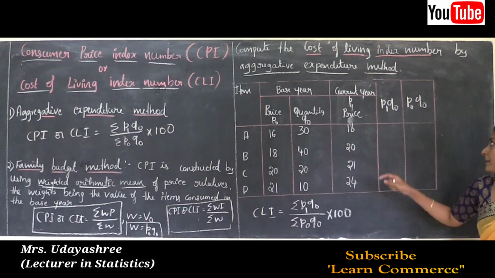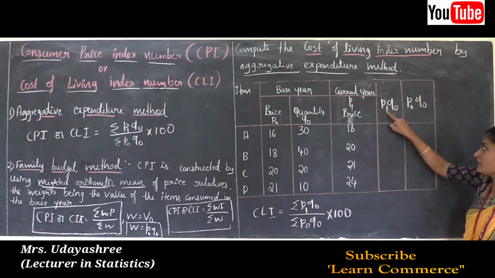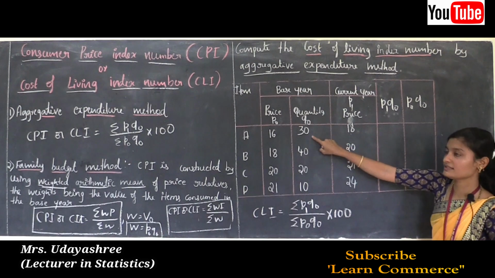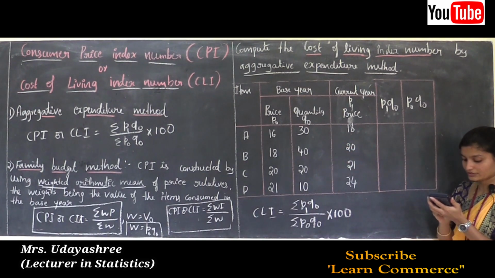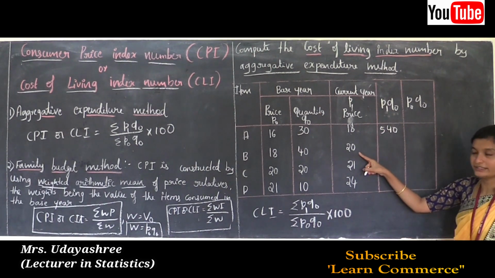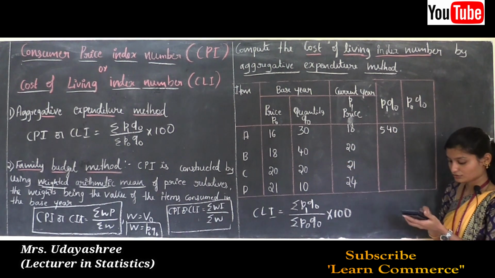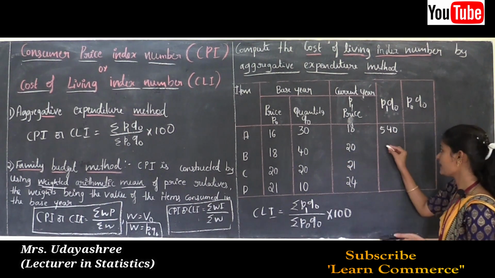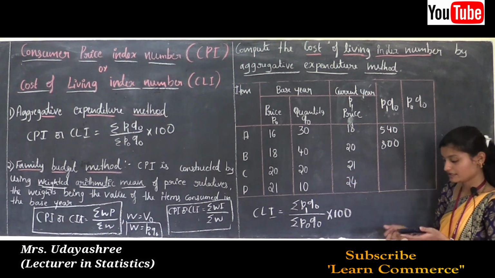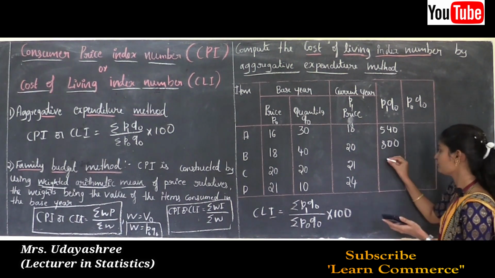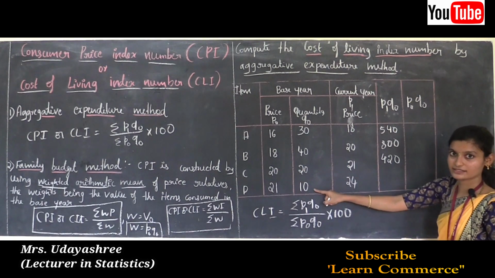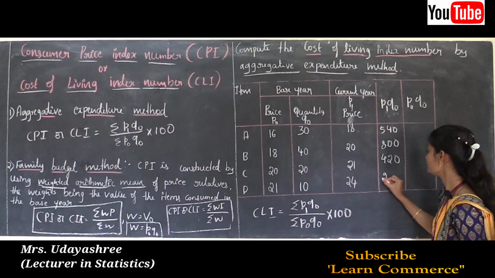Now, we need to calculate P1 into Q naught. Here P1 is 18 and Q naught is 30, so 18 into 30 is 540. Next P1 is 20, Q naught is 40, so 20 into 40 is 800. Next P1 is 21, Q naught is 20, so 21 into 20 is 420. Next P1 is 24, Q naught is 10, so 24 into 10 is 240.